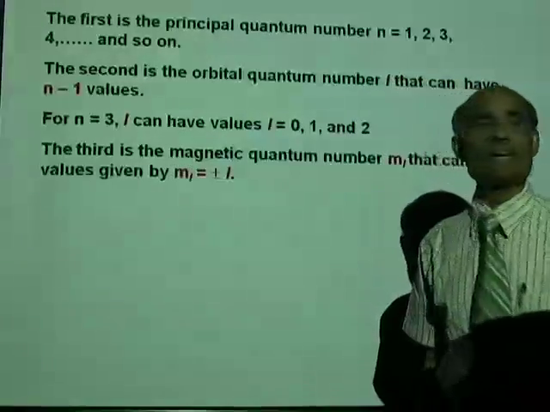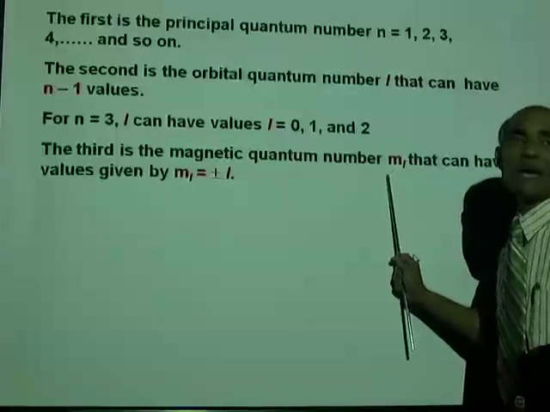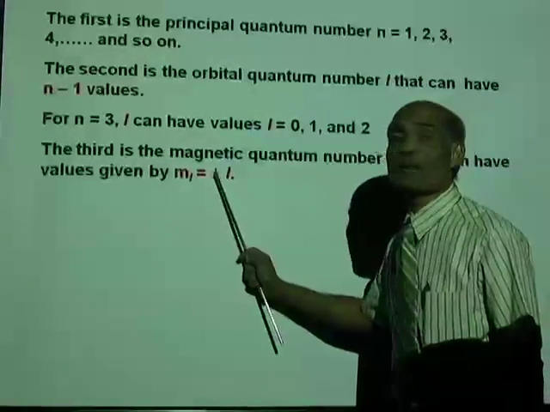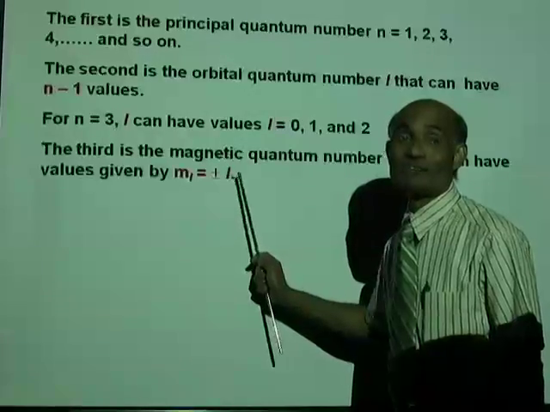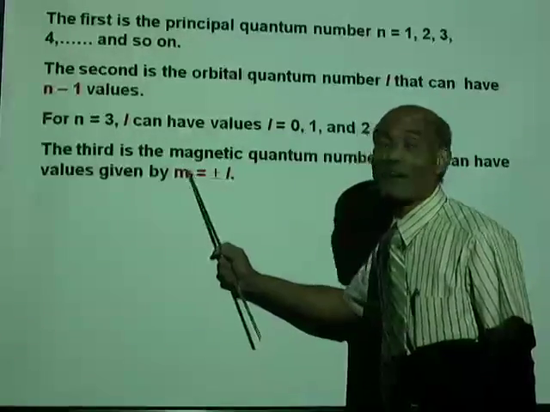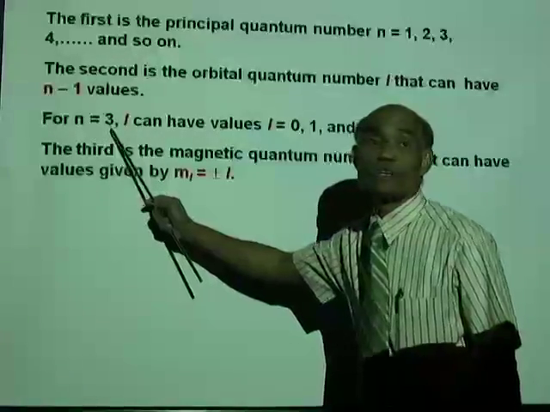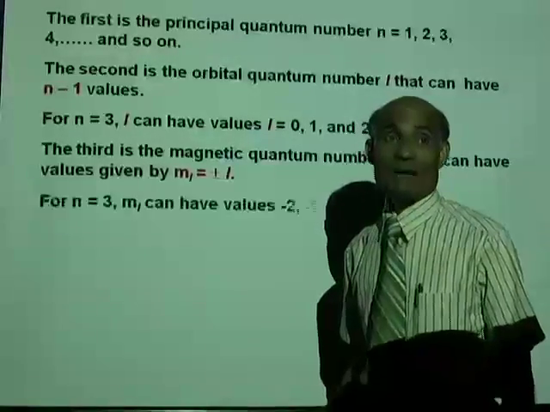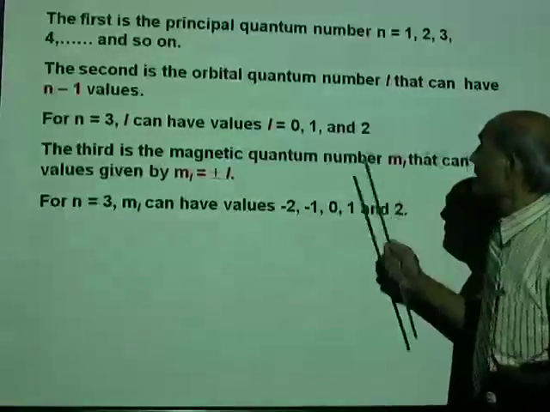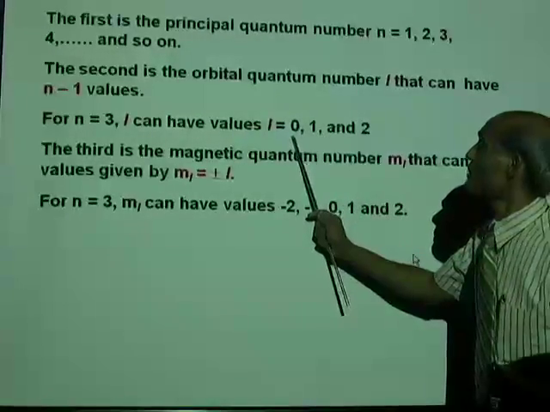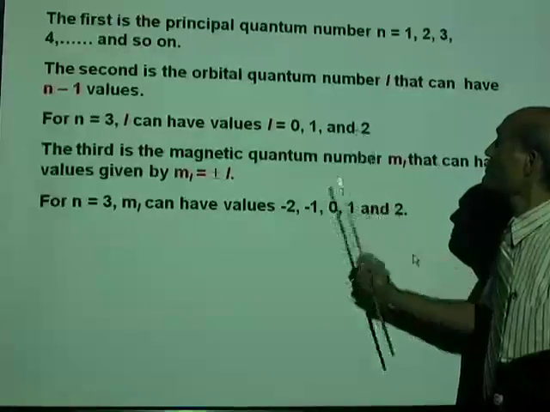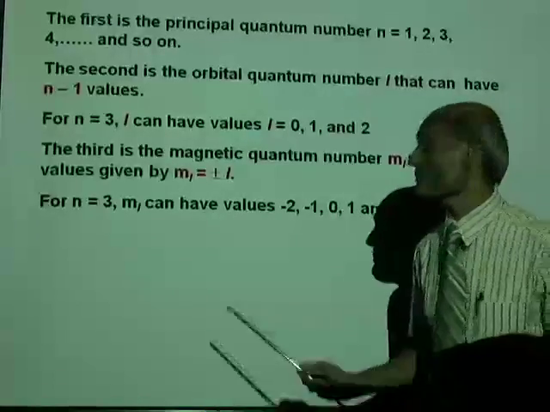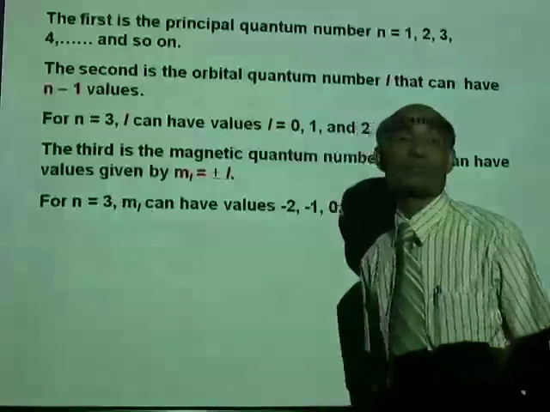Now the third is the magnetic quantum number. We write it as m sub L. And that can have values. M sub L is plus or minus L. So, how many ml values can there be for n equal to 3? Can you tell me? ml is plus or minus L. That means for n equal to 3, ml can have minus 2, minus 1, 0, 1, and 2. There are 5 different values of ml for n equal to 3.